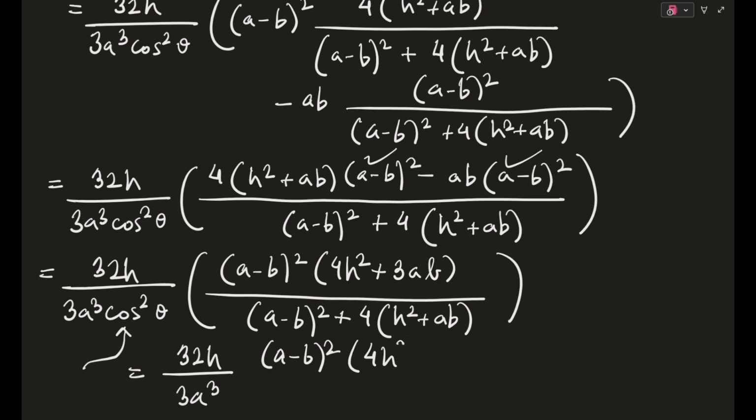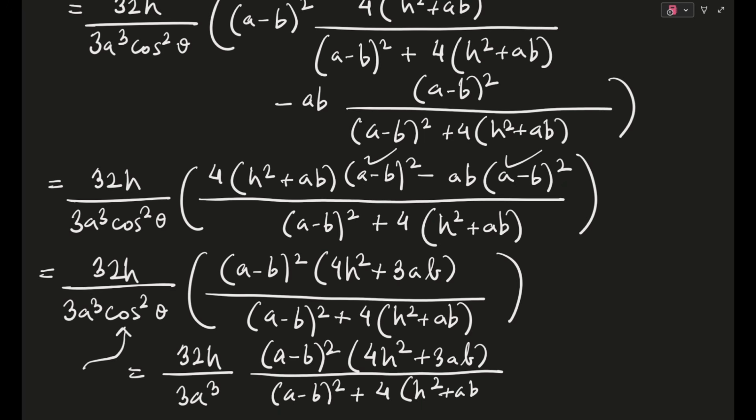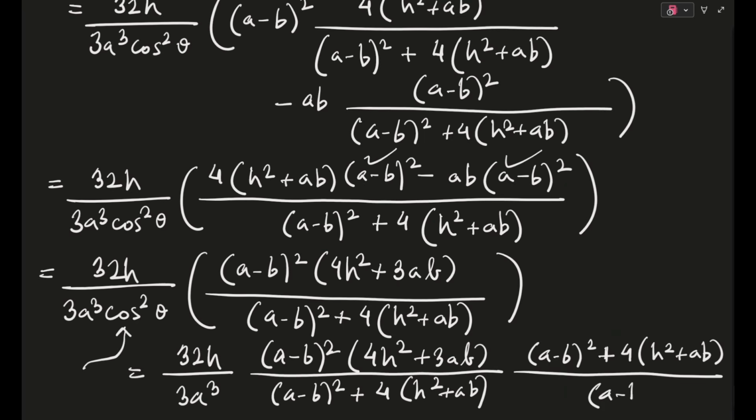This will be 4h square plus 3ab, which is whole divided by (a minus b) whole square, plus 4 times (h square plus ab). Cosine square theta will actually be reciprocated, so this thing will become (a minus b) whole square, plus 4 times (h square plus ab), which is whole divided by (a minus b) whole square.